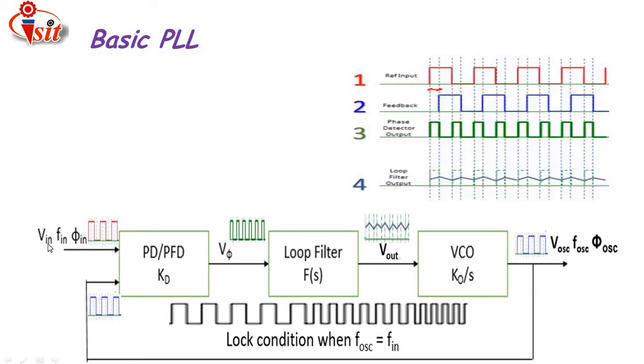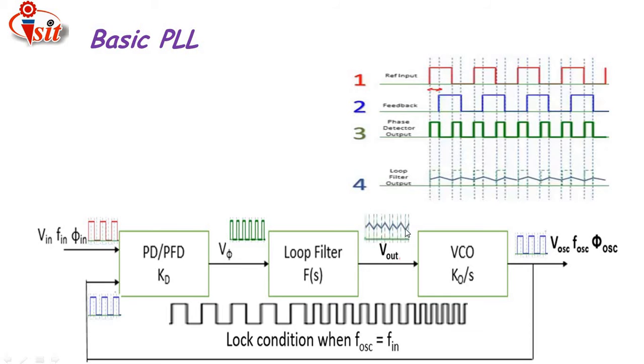Here we are applying the input voltage to the phase detector circuit, and here we are getting the output voltage from the phase detector circuit. The input quantities are V in, F in, that is the input frequency, and phi in, that is the input phase angle, along with V phi, that is the phase detector output voltage.